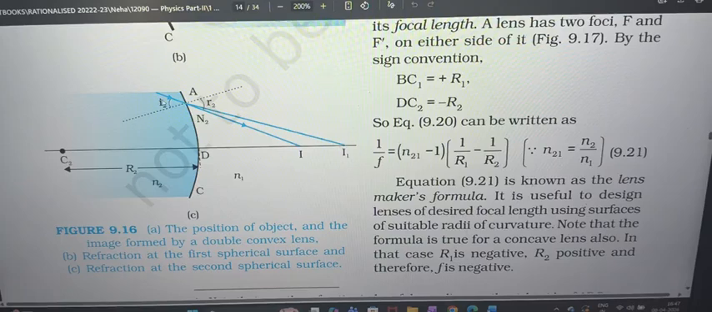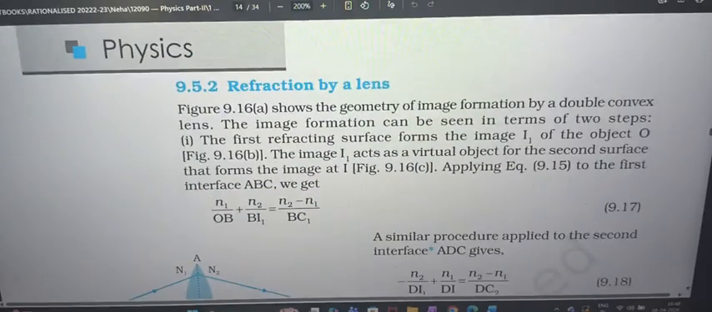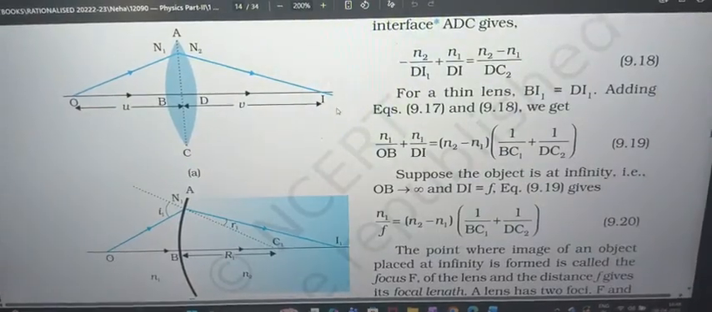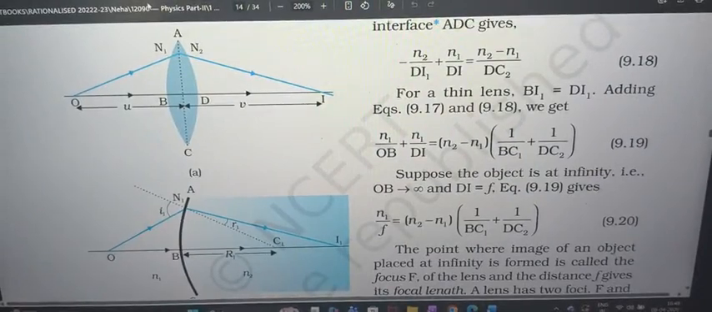Rays going, normal drawn, angle of incidence, angle of refraction, and finally this image we are getting, which we have seen in the first scenario, I. This is how the image is forming. So first there is one spherical surface, it is undergoing refraction, the light ray will form one image. That image will further act like an object for the second spherical surface and finally give us the final image.